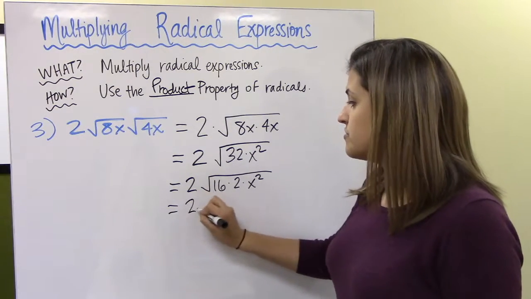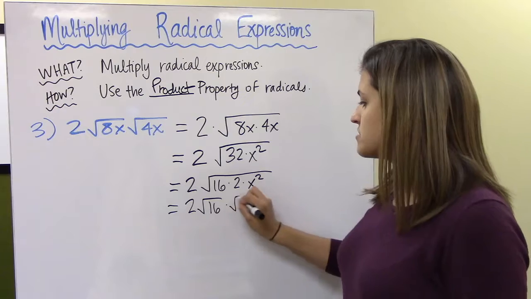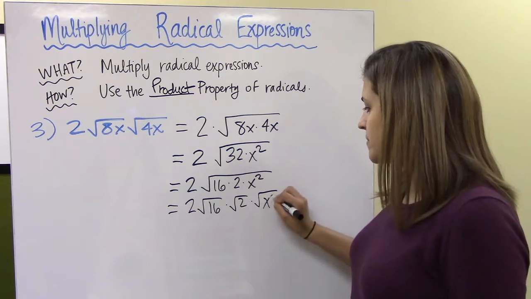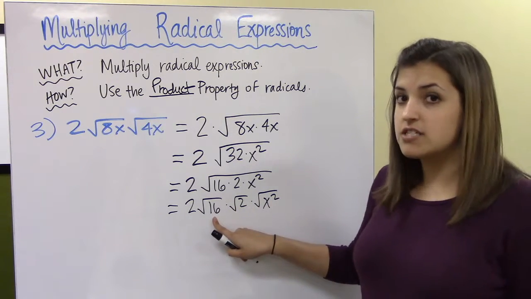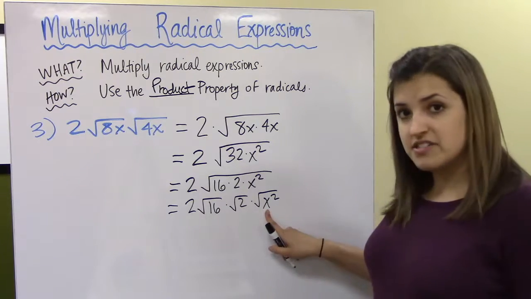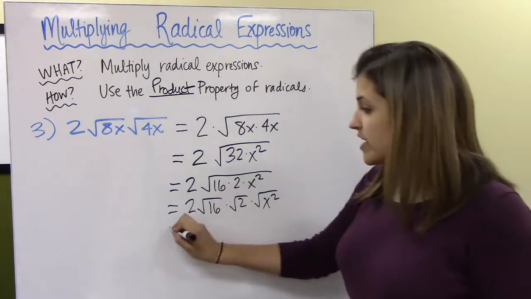So we'll get 2 times the square root of 16 times the square root of 2 times the square root of x squared. Square root of 16 is 4. Square root of x squared is x. So I can take some of these out.